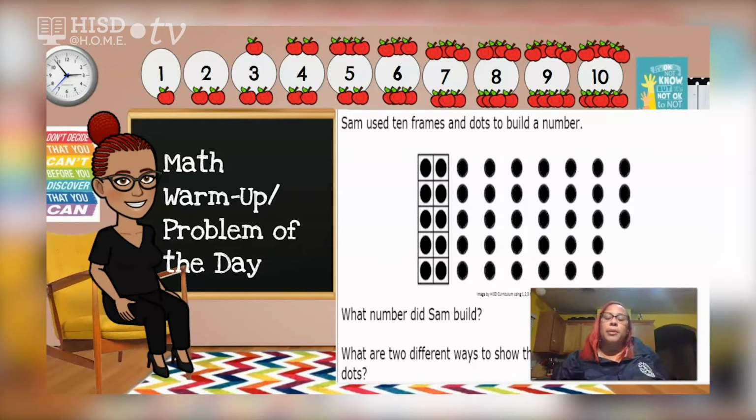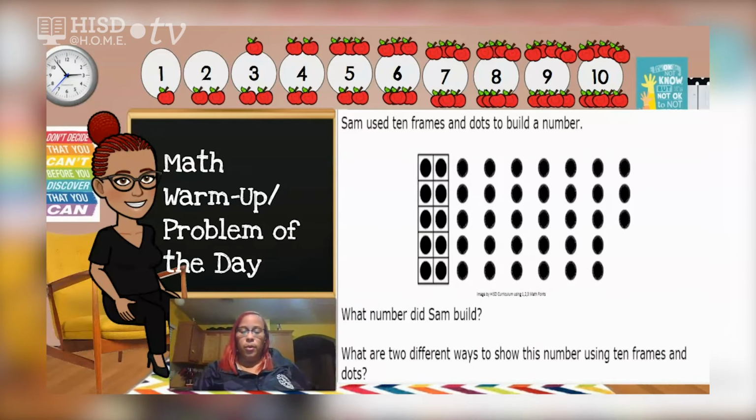For our problem of the day, I want you to take a look at this problem. Sorry, I wanted you to be able to see it. It says Sam used 10 frames and dots to build a number. What number did Sam build? What are two different ways to show this number using 10 frames and dots?